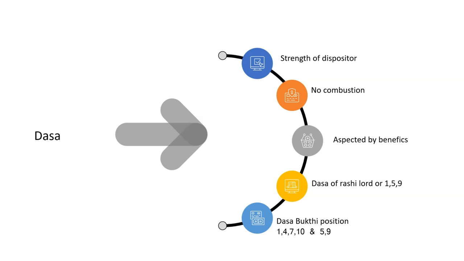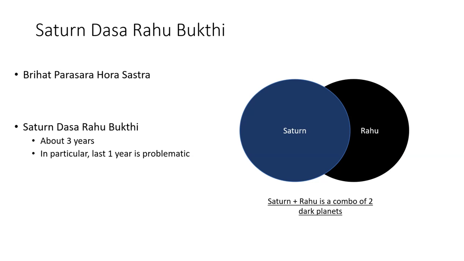So, these are the factors that we normally consider when it comes to ascertaining the results of a dasha or bhukti period. Okay. Now, notwithstanding all that I have stated, Saturn dasha and Rahu bhukti is generally challenging, irrespective of whether the dasha is running well or not.